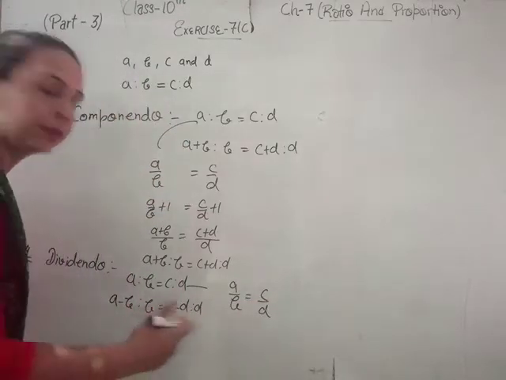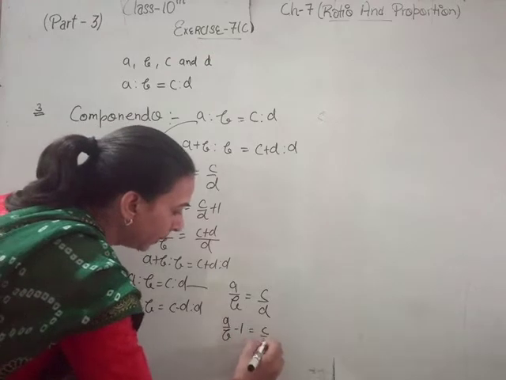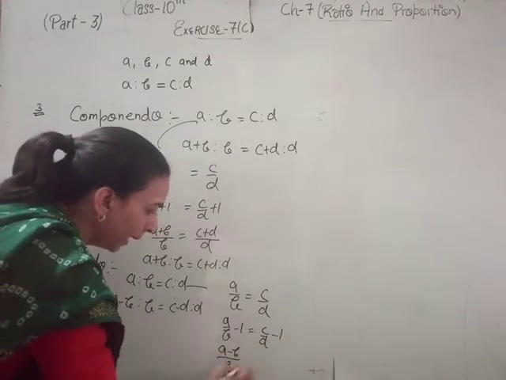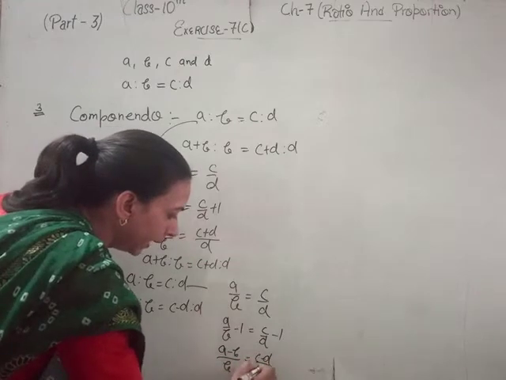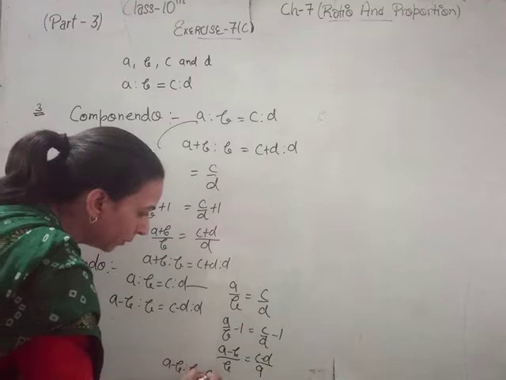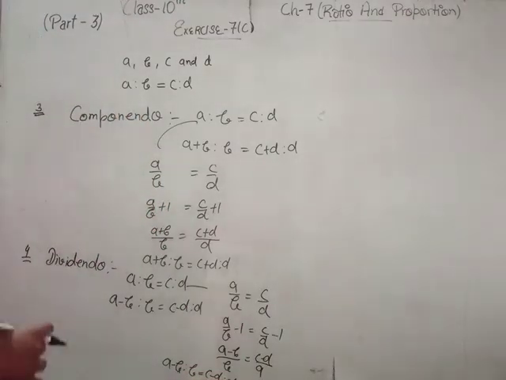If this is given, then we write A by B equal to C by D. Students, subtract 1 from both the sides, then A by B minus 1 and C by D minus 1. Then take LCM, A minus B by B equal to C minus D by D, and we write this A minus B ratio B equal to C minus D ratio D. Okay, this is property number 4.